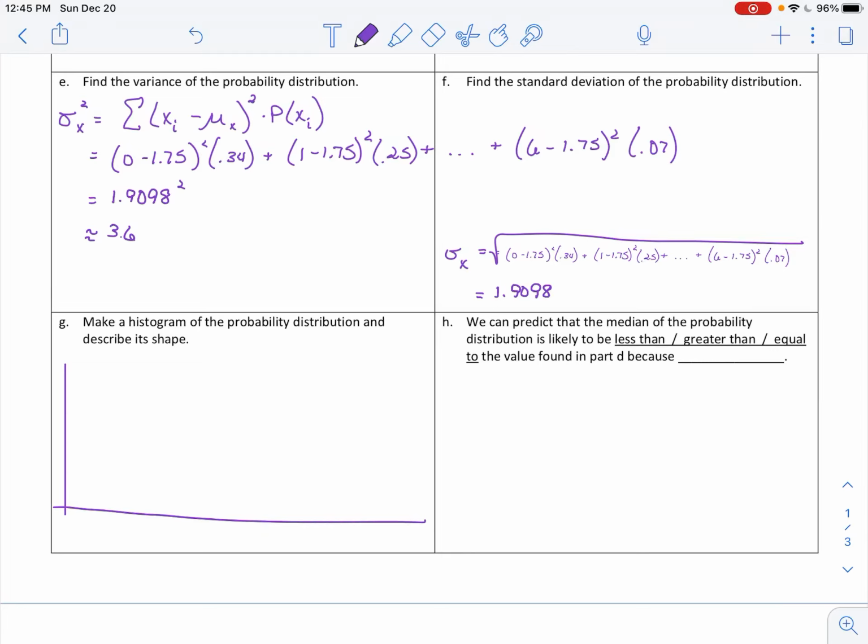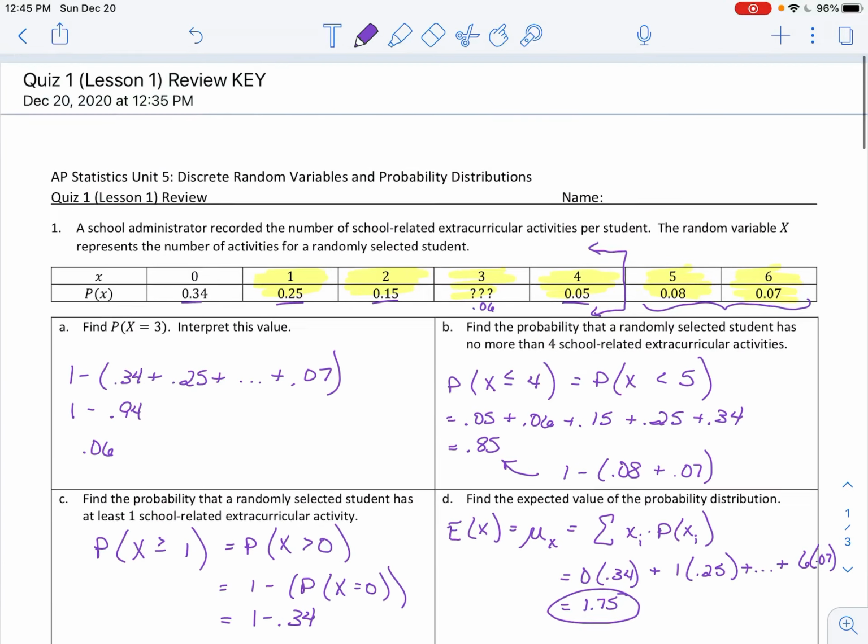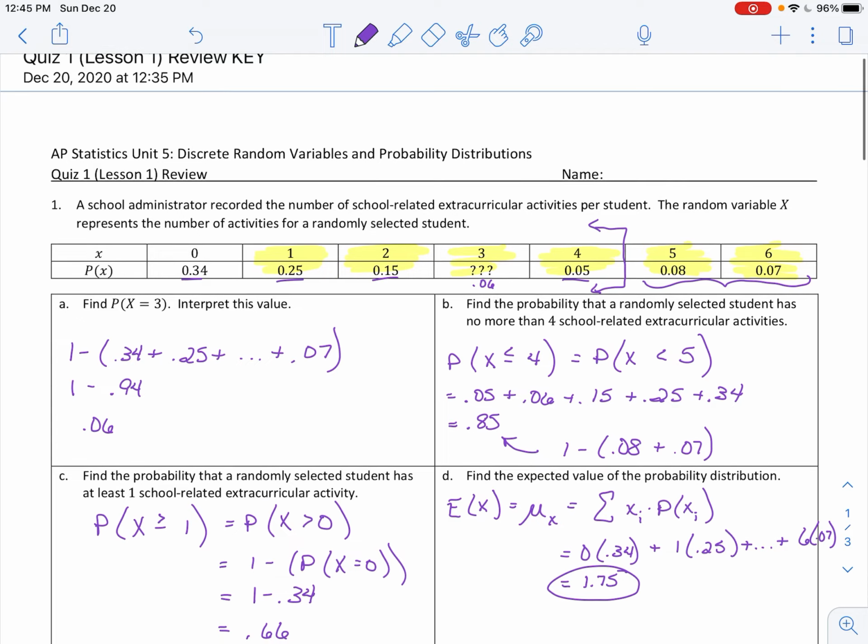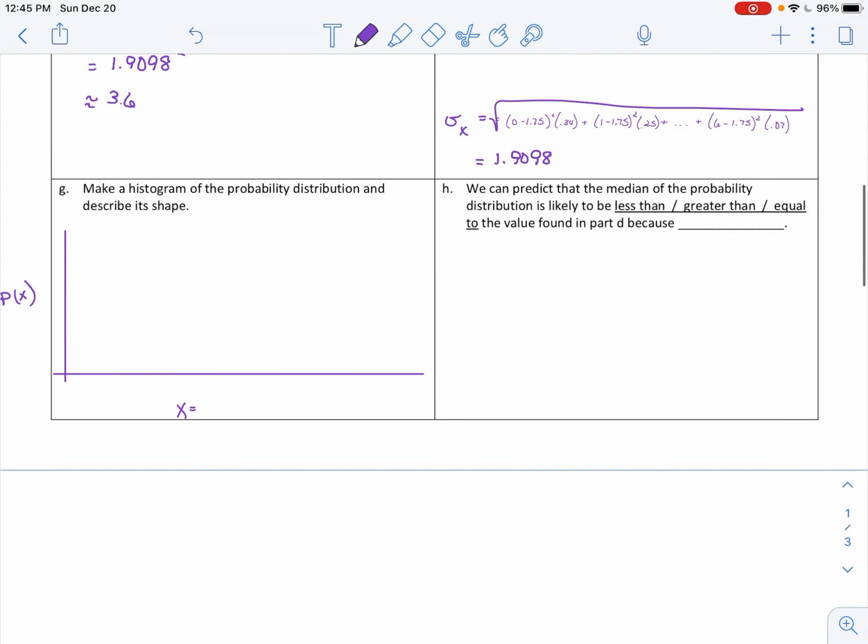So in part G, you're supposed to make your probability distribution into a histogram. So remember, we always put our probabilities vertically, and then we put our random variable x, but I should put what this actually stands for. So x is the number of activities of a randomly selected student. So number of activities. I am going to use an axis break because it is possible to have 0 activities.